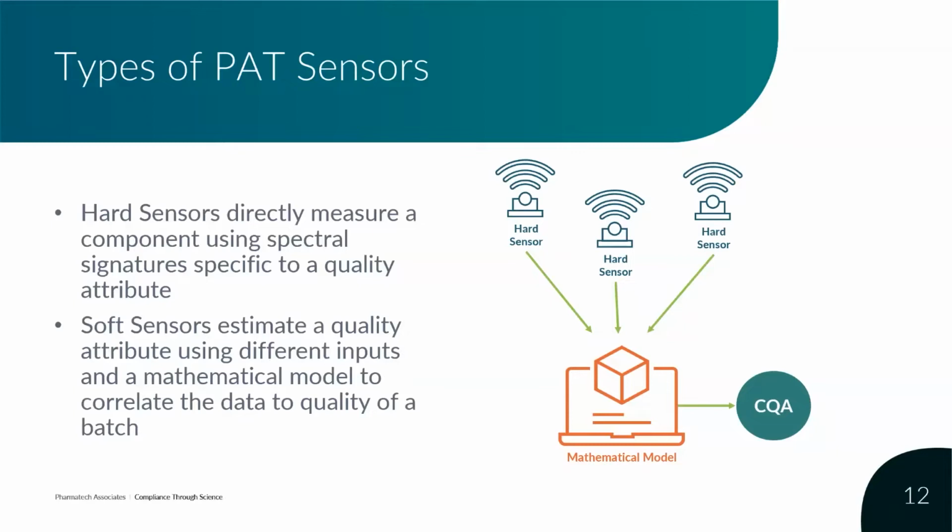A soft sensor requires measurements from several hard sensors that, when coupled with an appropriate mathematical model, can predict a critical quality attribute. And of course, these are very important because in a quality by design approach, you want to make sure that your critical quality attributes are being met to ensure the quality of the finished product.